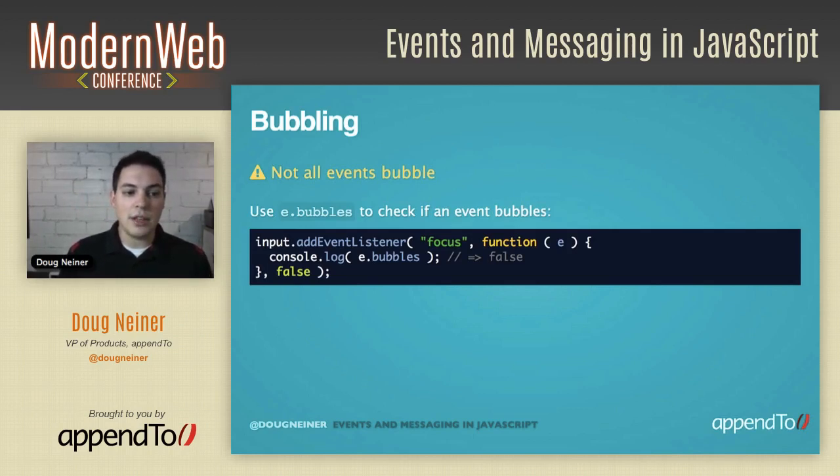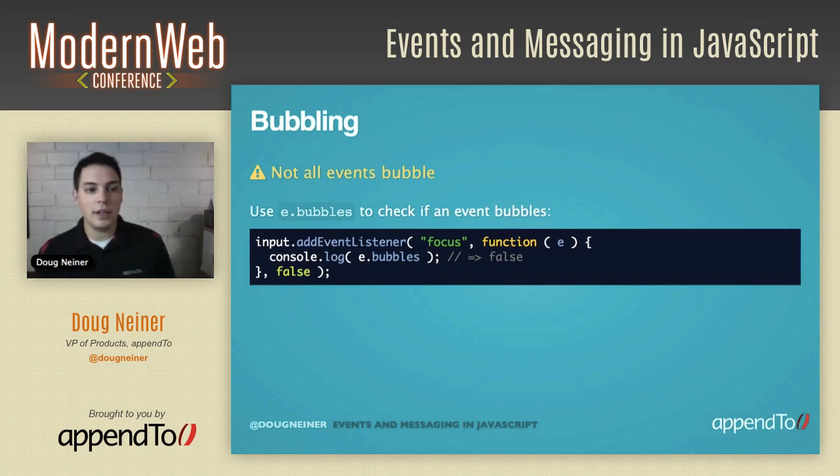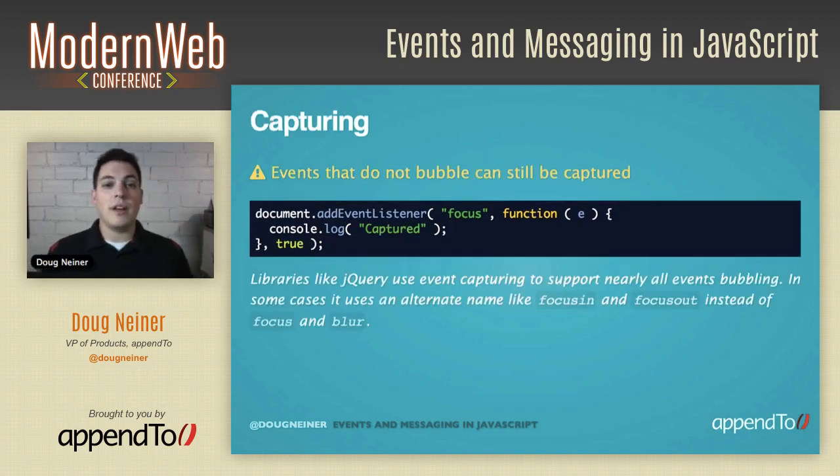So if we attach an event listener for focus to an input, it's going to say false. That will not bubble by default. And that's why jQuery gives you focusin and focusout. It gives you that ability due to the fact that it won't natively bubble. However, this is really cool: events that do not bubble can still be captured.